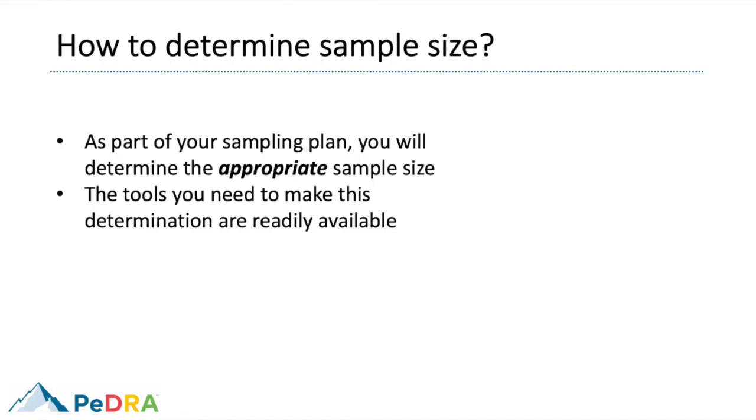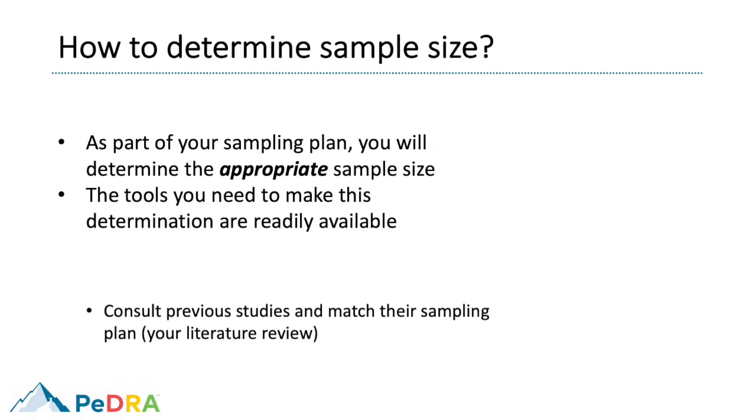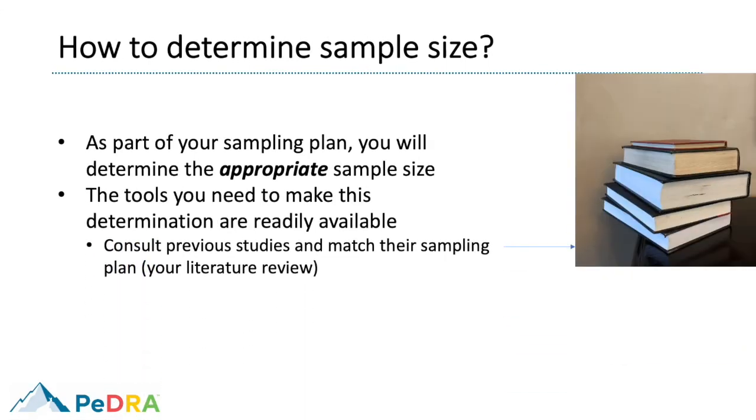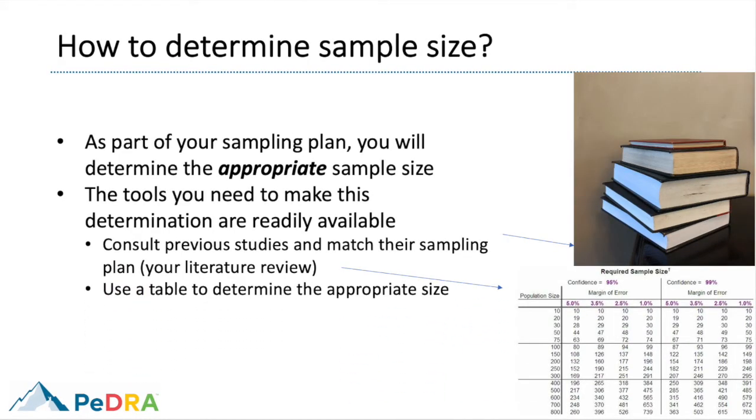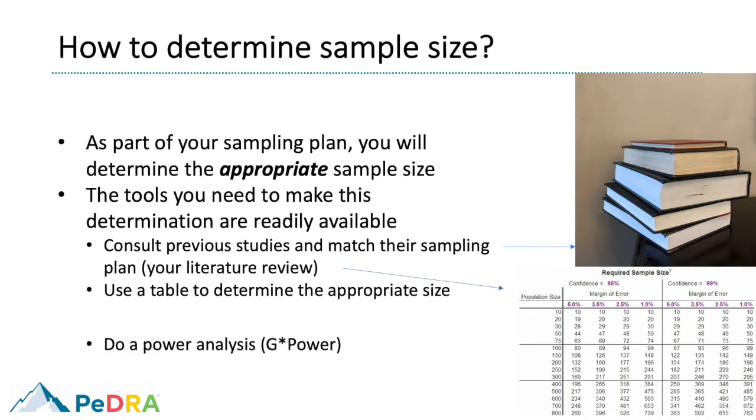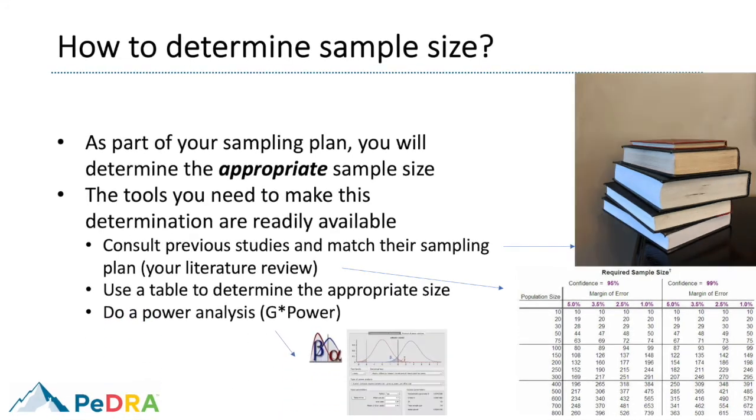As part of your sampling plan, you will determine the appropriate sample size, and the tools you need to do this are readily available. You may have already determined this based on previous literature in your literature review. Another option is to use a table that gives you the appropriate sample size given the population size, margin of error, and confidence interval. Or you can calculate the size given the power you need to meet your research objective.